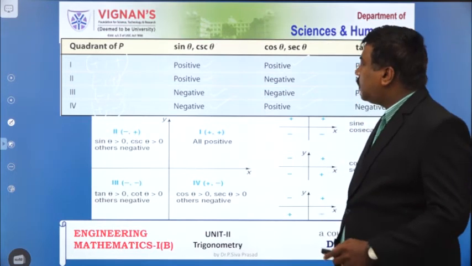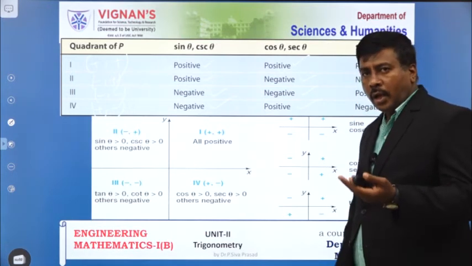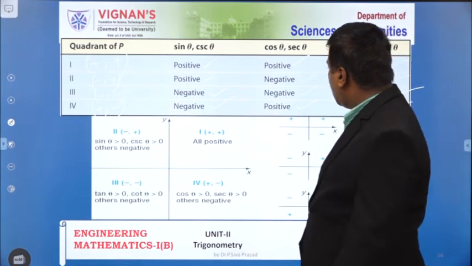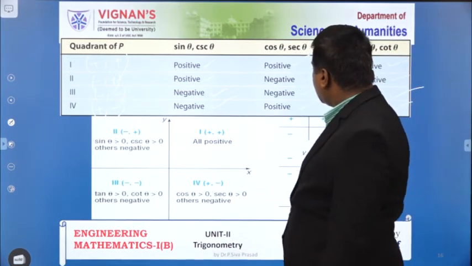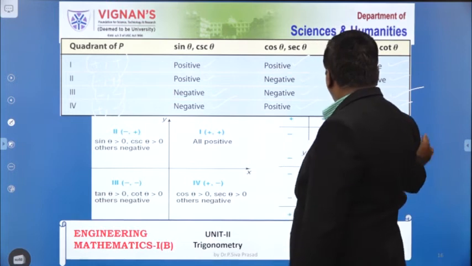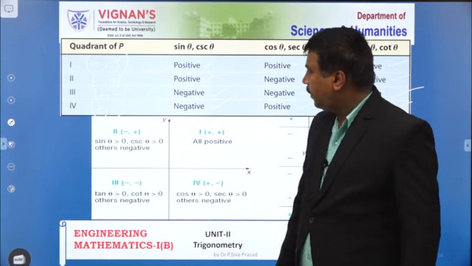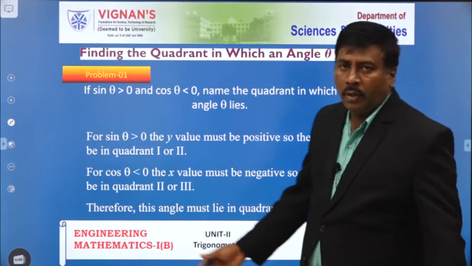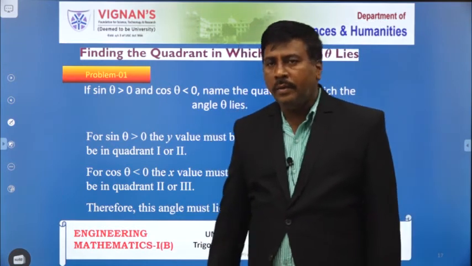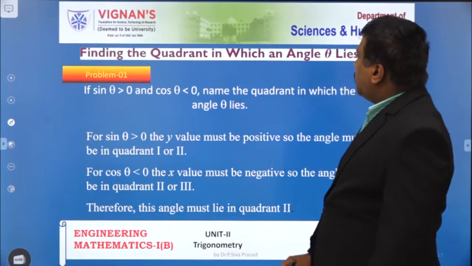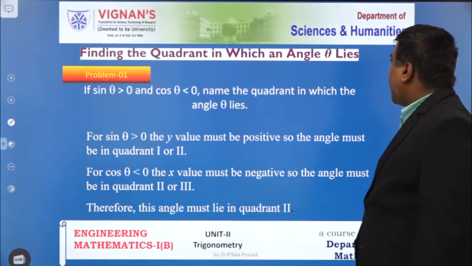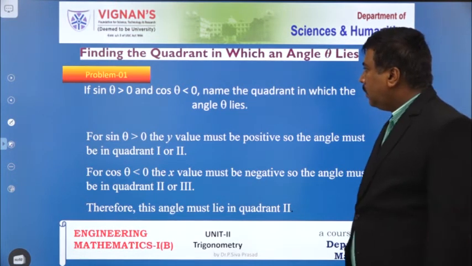Okay. Now, these are the contents you learned in the previous lectures. Please look at the board, this diagram you already saw in the previous class. Now coming to the problems, whatever contents you have learned, this is problem number 1. Find the quadrant in which an angle theta lies.